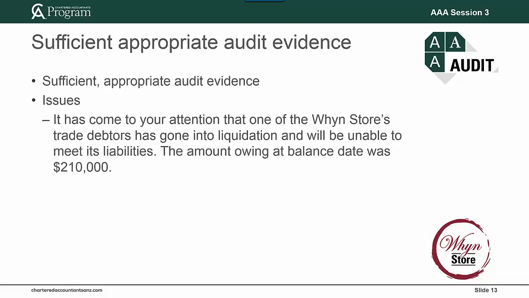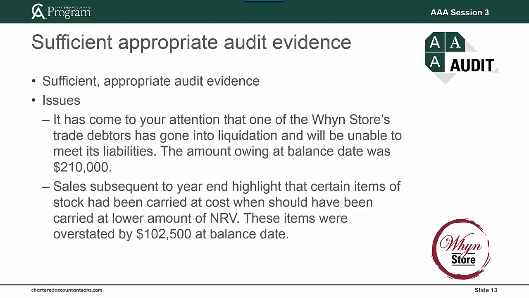The amount owing to the wine store at balance date was $210,000. The second issue, sales subsequent to year end, highlight that certain items of stock had been carried at cost when they should have been carried at the lower amount of NRV. These items were overstated by $102,500 at balance date. So now we've understood the issues, let's look at the required and work through our necessary steps.